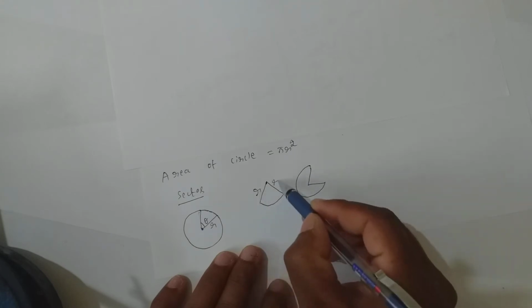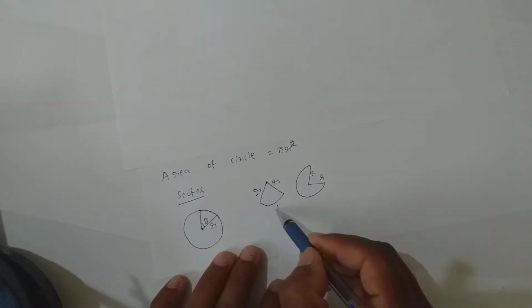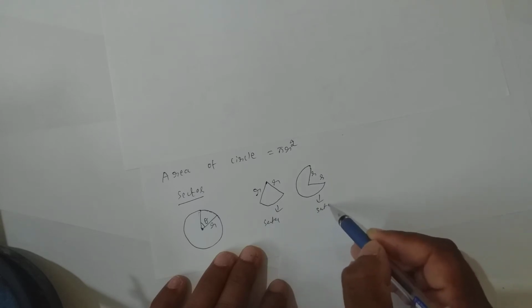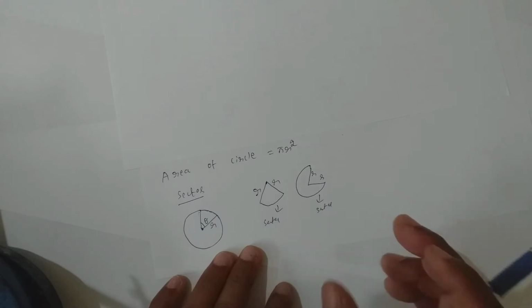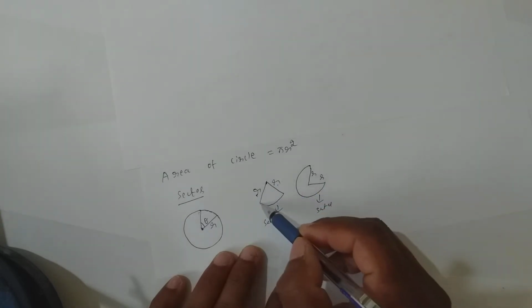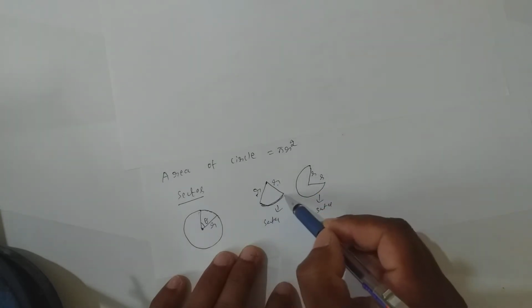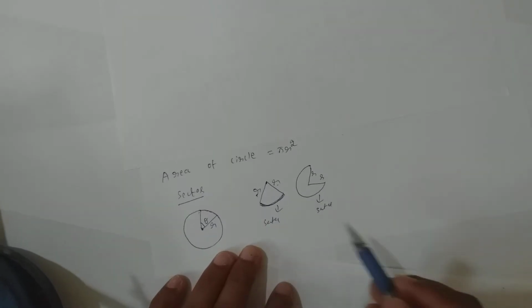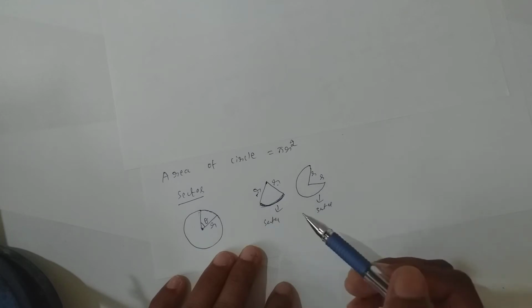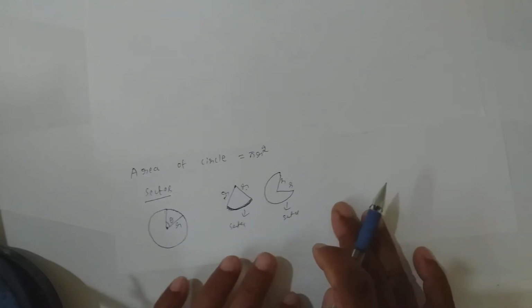This is radius, radius, radius, radius. Even this one is also called a sector and even this one is also called a sector. Sector is nothing but a part of a circle which is formed by two radii and an arc. Am I clear? Sector is nothing but two straight lines with an arc. Are we clear so far?